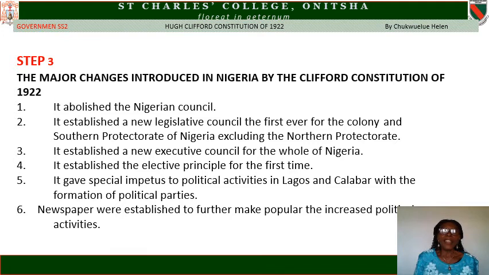Number 3, it established a new Executive Council, which was mainly for European officials. Number 4, it established the elective principle for the first time. Number 5, it paved the way for political activities in Lagos and Calabar, which eventually led to the formation of political parties. Number 6, newspapers were established to further increase political activities.